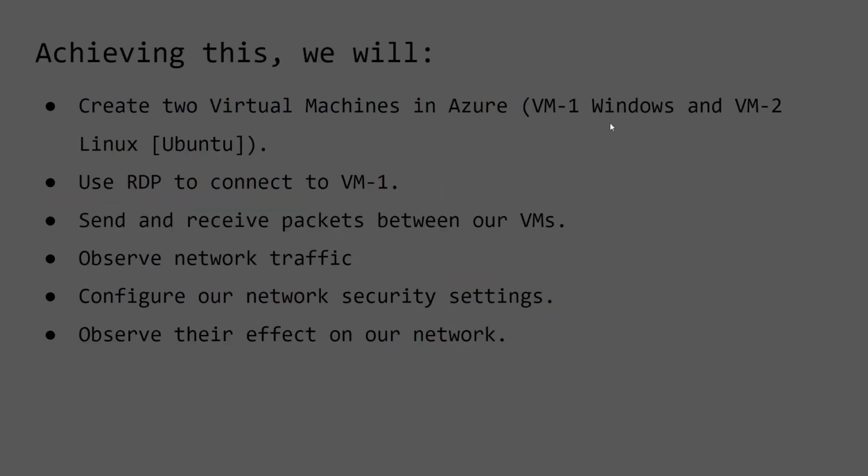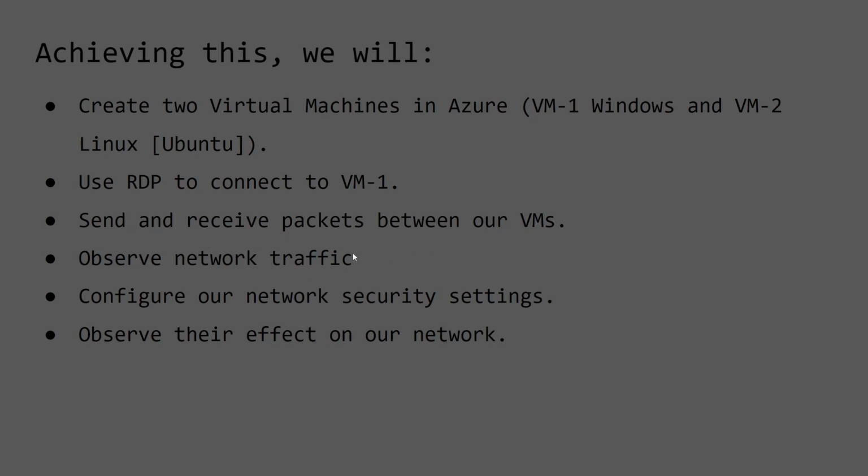The way we're going to achieve this is simply we're going to create 2 virtual machines. One is going to be a Windows machine, one is going to be a Linux Ubuntu machine. We're going to connect to one of our machines with remote desktop protocol. And in that machine, we're going to send some packets between our VMs.